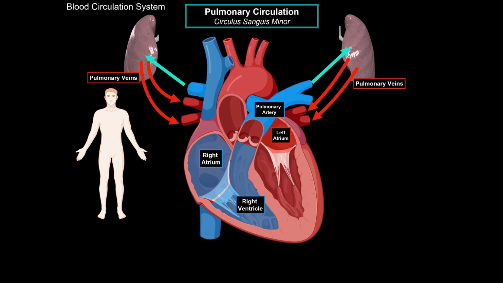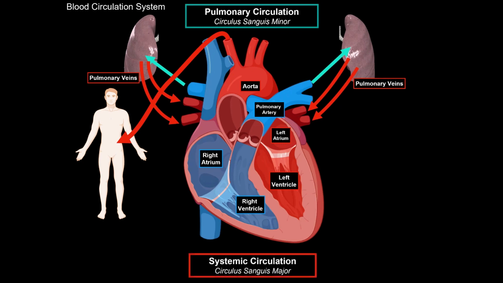Now, the left atrium will send the blood through the bicuspid valve towards the left ventricle, and when the left ventricle pumps, it will send the blood through the aortic valve, and then it's eventually going to end up in the aorta, and then back into the body again. So the circulation in which the left ventricle pumps the blood to the body and the body then sends the blood back to the heart again is called the systemic circulation, or the major circulation.